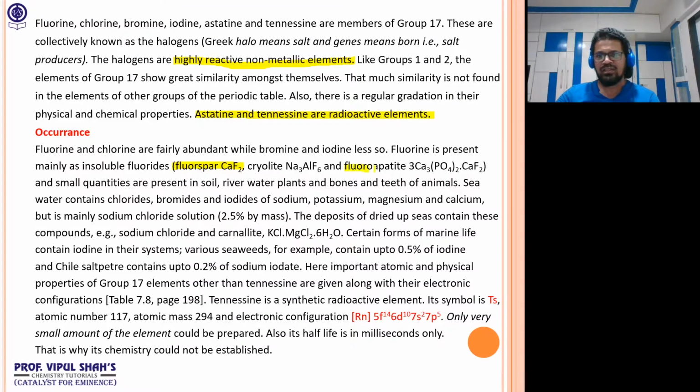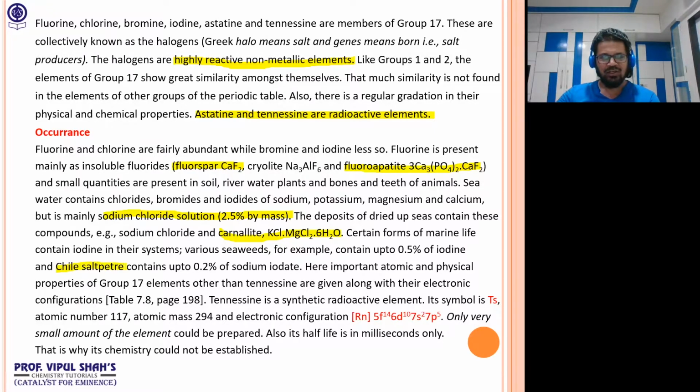And fluorapatite, we discussed this. That's 3 moles of calcium phosphate dot CaF2. Then seawater mainly contains all the halides, where sodium chloride is mainly present in the seawater, 2.5% by mass. If you recall, 2.5% is weight by volume, 2.5 grams per 100 ml of water. Then one more name is carnallite, that is KCl.MgCl2.6H2O. Then the seaweeds which contain iodine, and then chilled saltpeter.